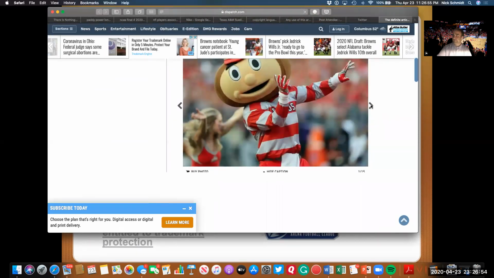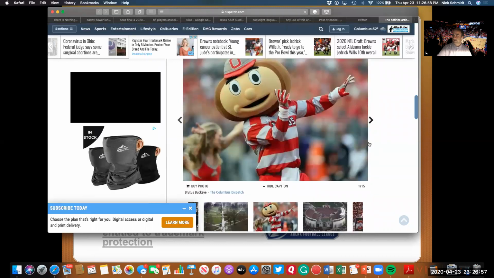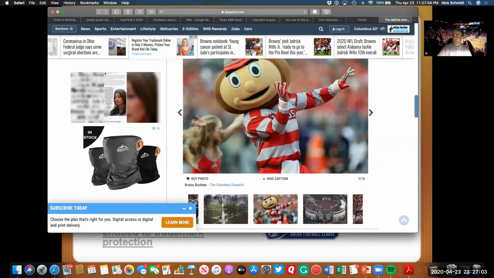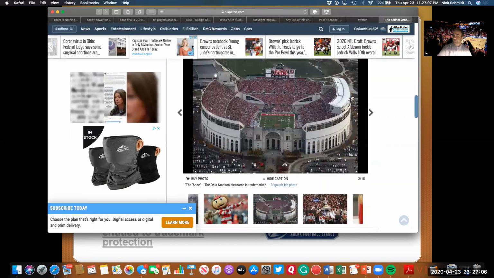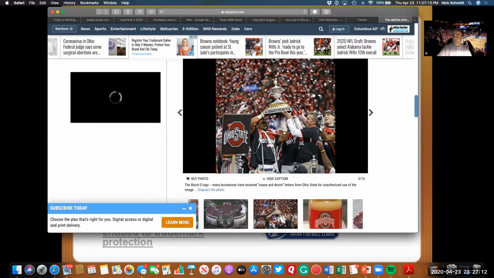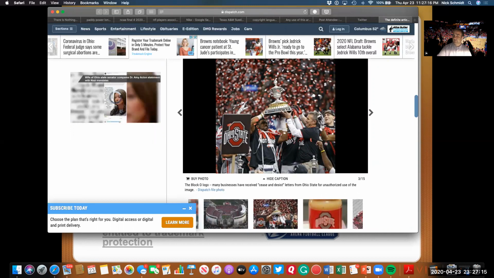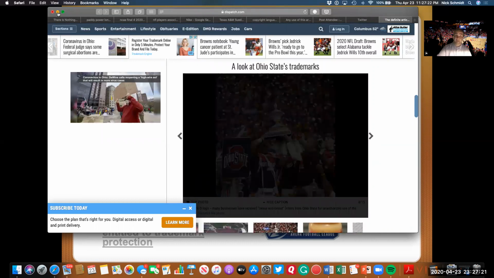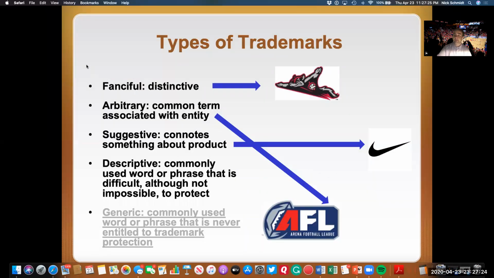They also had a couple of examples. Let's see if this loads. They had trademarked the shoe, the block O, which is distinctive to Ohio State, and then obviously the logo treatment as well. But they've also trademarked Woody Hayes and Urban Meyer and their likenesses in connection with their program, which is legal to do. And, you know, smart work on the part of their marketing department to make sure those were in order to protect and maximize their revenue.